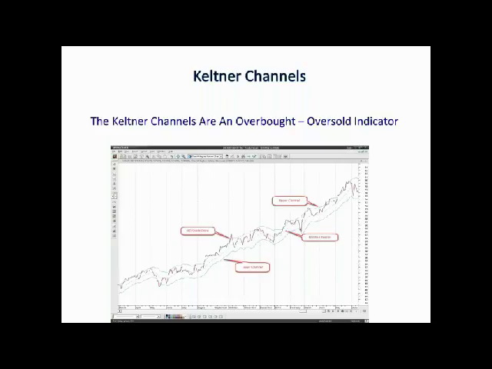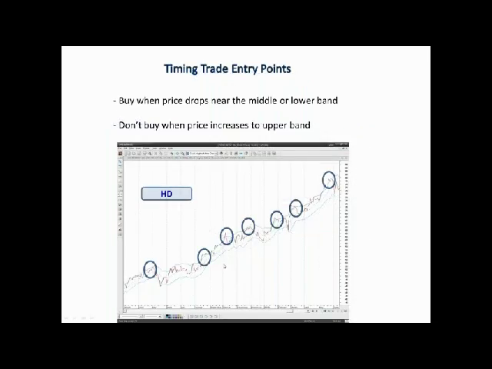And the channels act as an overbought, oversold indicator. And you can see when the stock is trading near the upper channel, then it's getting overbought. When it's trading near the lower channel, it's getting oversold. So we like to use these channels to time our entry. And here's an example of this again, the daily price movement of Home Depot stock.